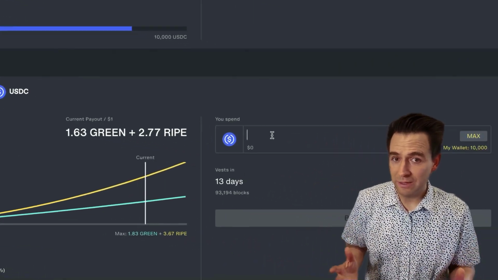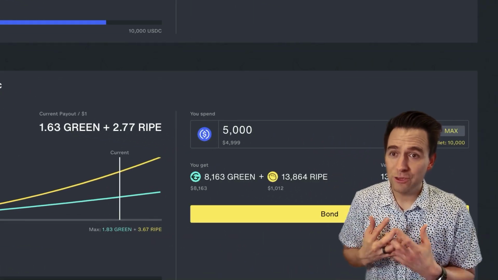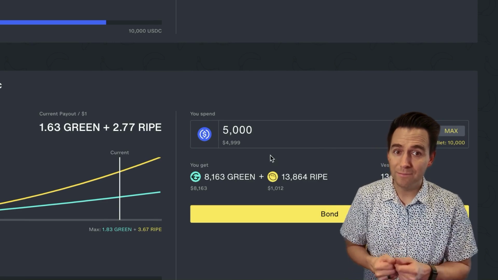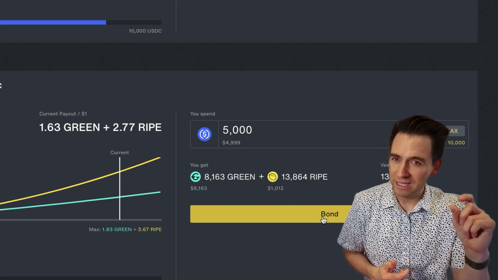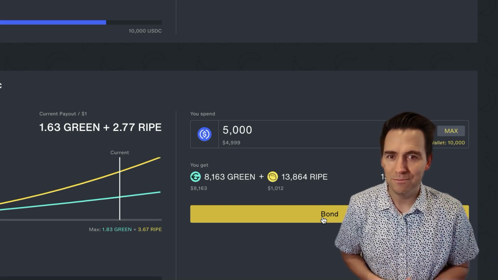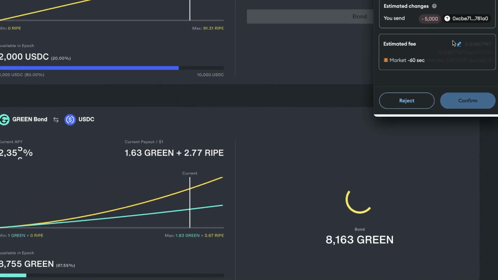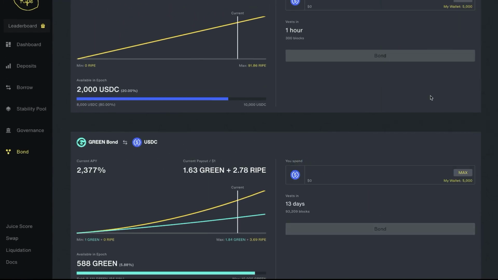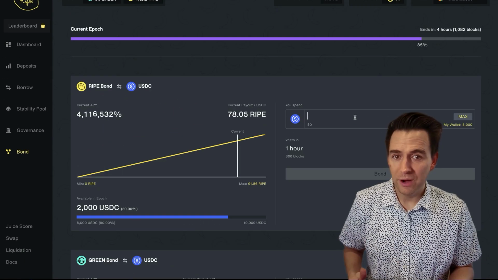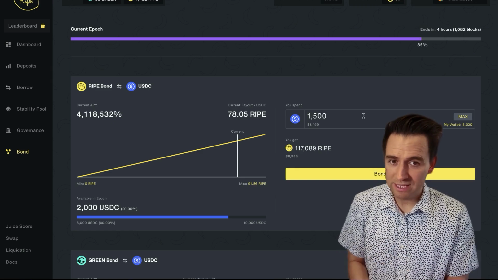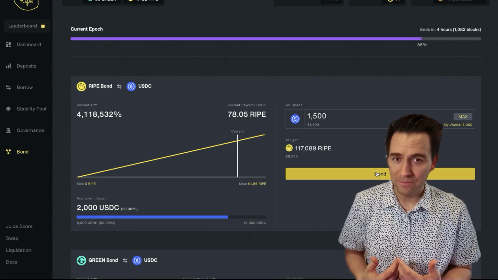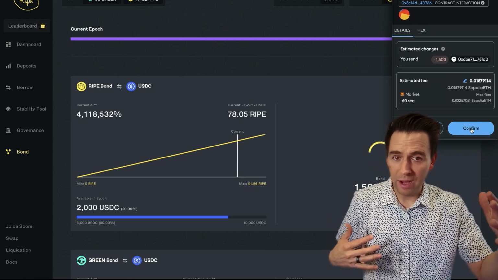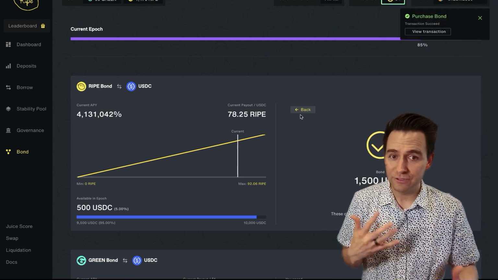Let's start with Green bonds. So in exchange for my USDC, the protocol is going to give me Green at a discount, and in this case, some Ripe tokens as a little bit of a cherry on top bonus. Now let's buy Ripe bonds. So in exchange for my USDC, the protocol is going to give me Ripe tokens at a discount. And the amount available in this epoch has gone way down significantly after I just purchased it.